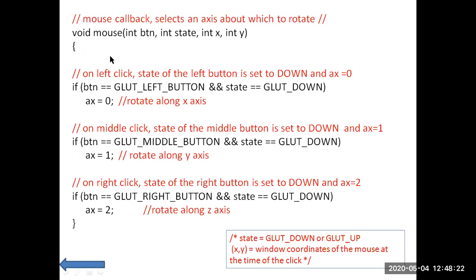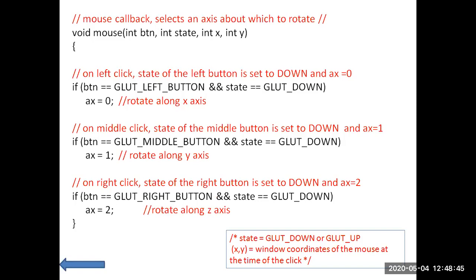Call the mouse callback function. This selects an axis about which to rotate the cube. So in the function here, button indicates whether the left button, right button, or middle button of the mouse is being used to rotate the cube. And state indicates whether it is up or down. And x, y represent the coordinate position when you click the mouse.